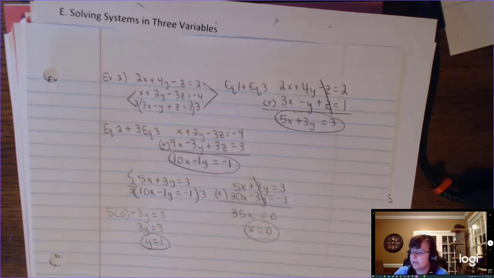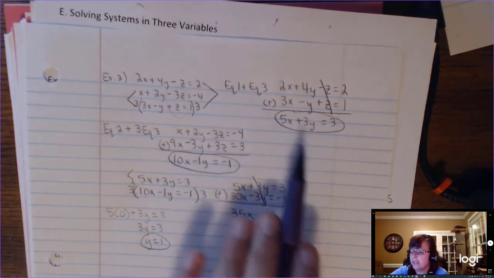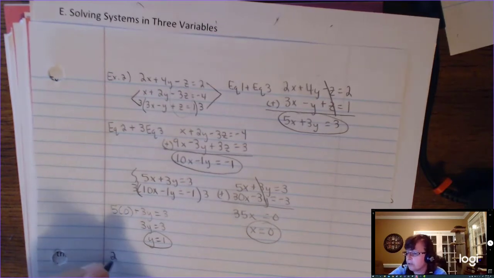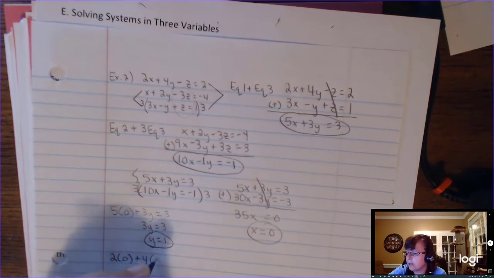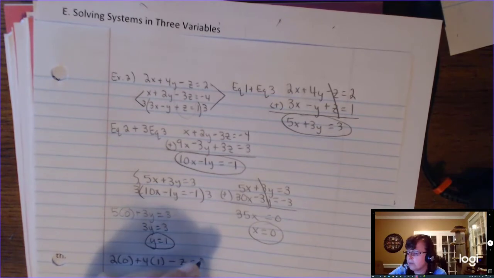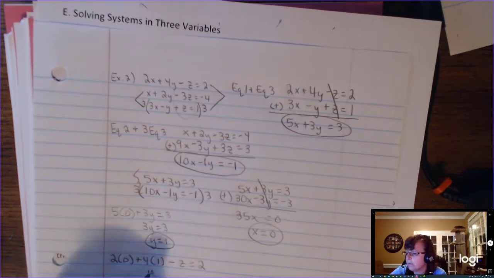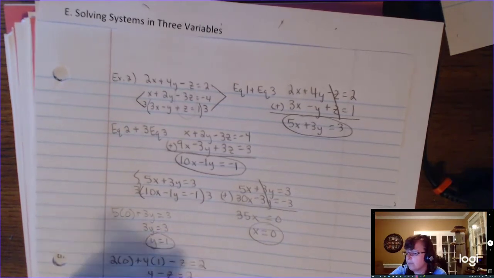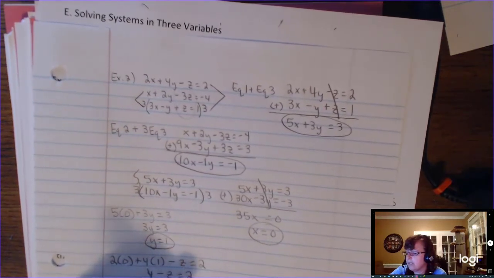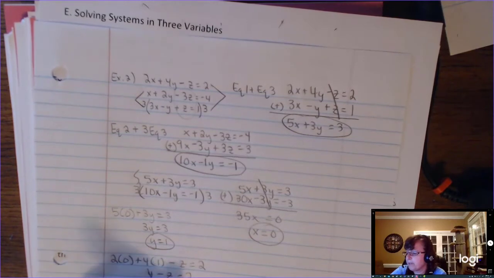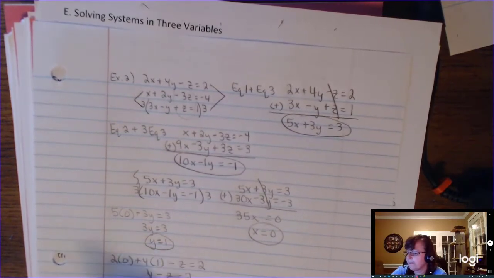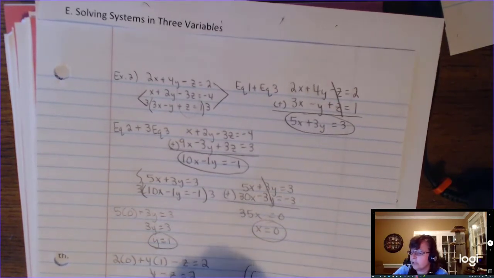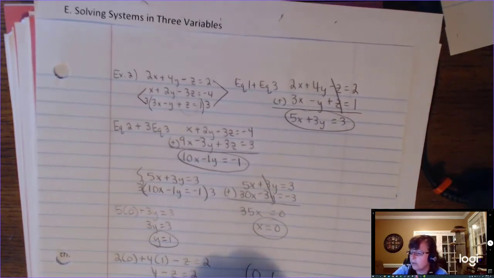Now I know x and y, so I can go anywhere where there's a z. So I'll just take this top equation right here. So 2 times 0 plus 4 times 1 minus z equals 2. 4 minus z equals 2. Negative 4, negative 4. Negative z equals negative 2. Divide by negative 1. And z is 2. Put them in an ordered triple. Check your work. You have 0, 1, 2.